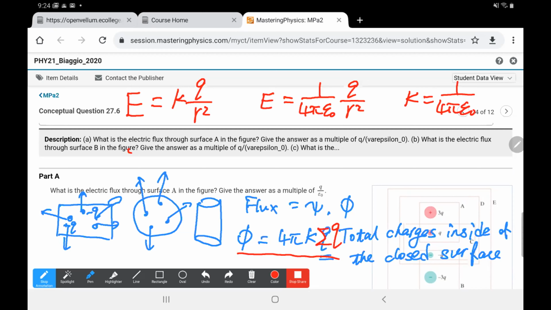So in this case, the phi could be written as the total charge inside the closed surface over epsilon naught, or 4 pi k times the total charge. They are the same equation. So in this problem, they ask you to use epsilon naught to formulate your result. So this is the first one I want to emphasize. Then let's go back to the question.